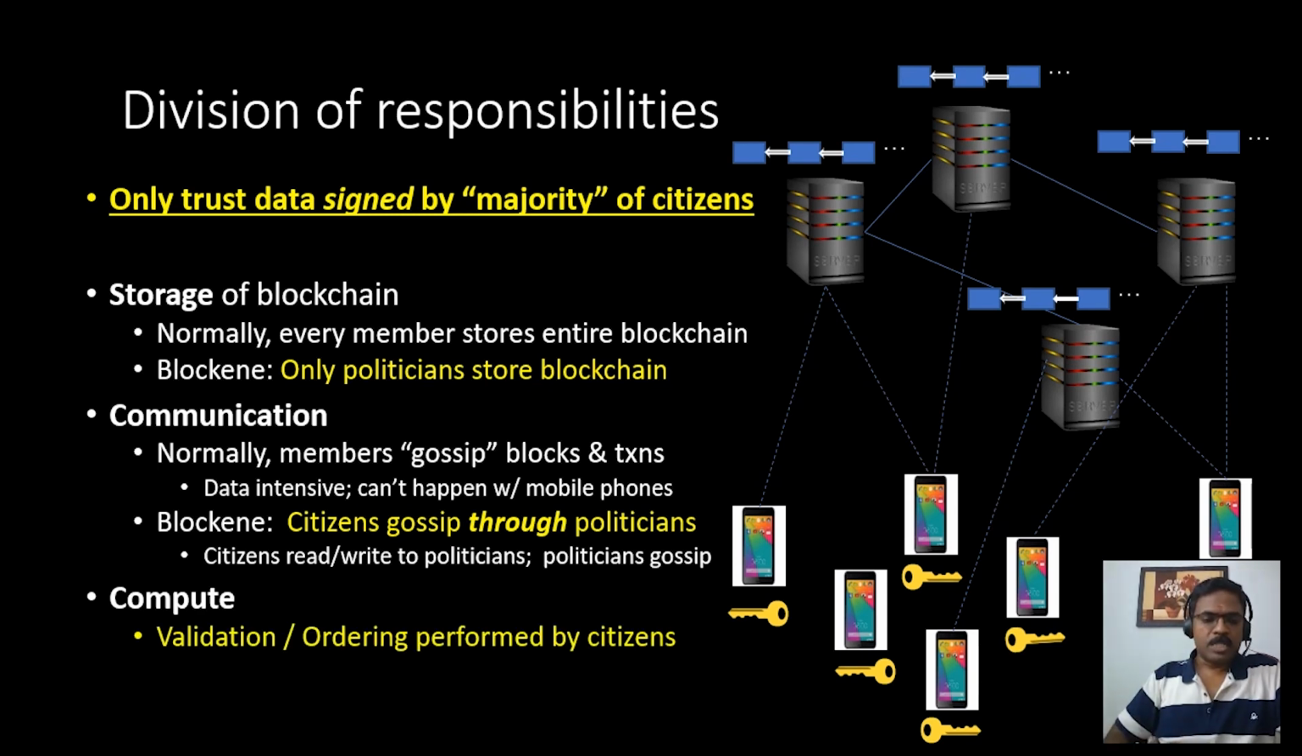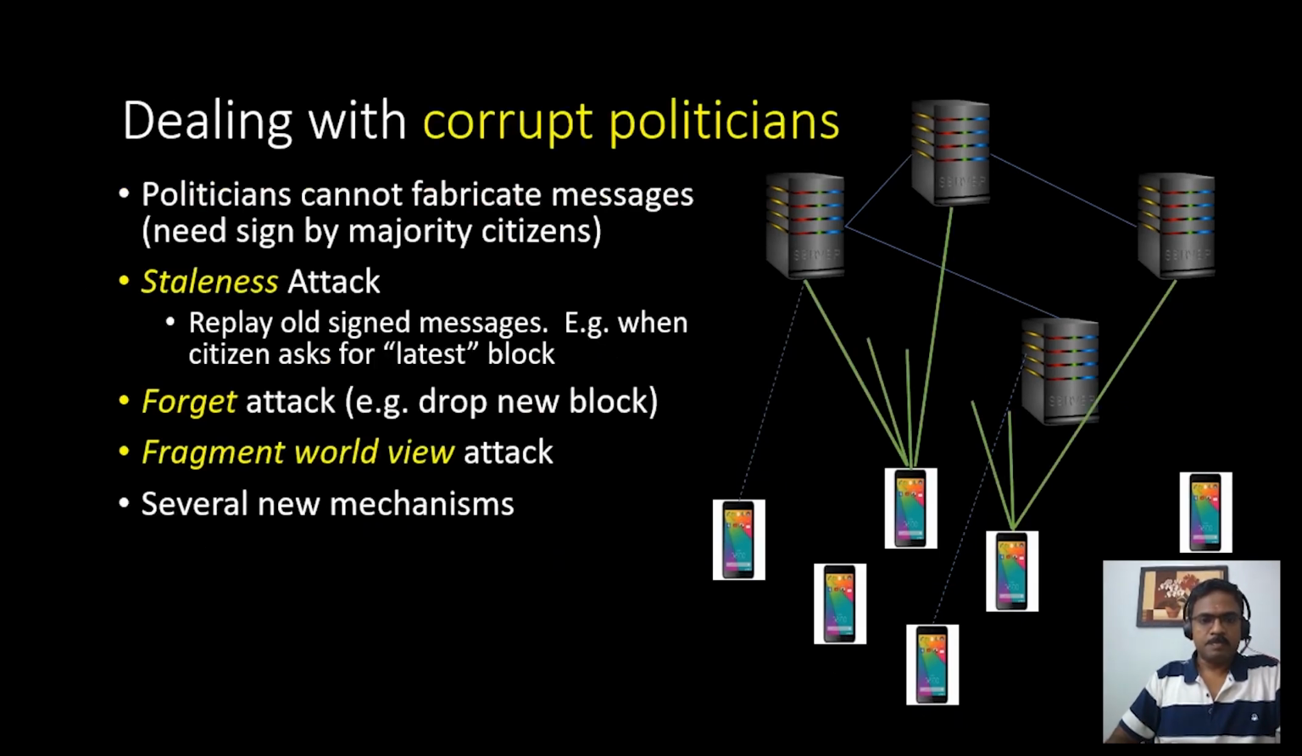Compute is obviously something that citizens have to do. So block validation, signature validation, and so on is performed by citizens. Now I mentioned that 80% of politicians can be corrupt, right? So how do we deal with that? How do we get useful work done despite that corruption?